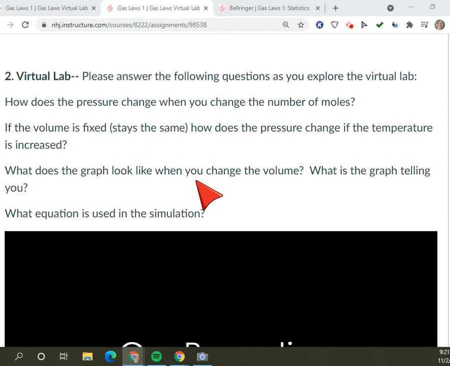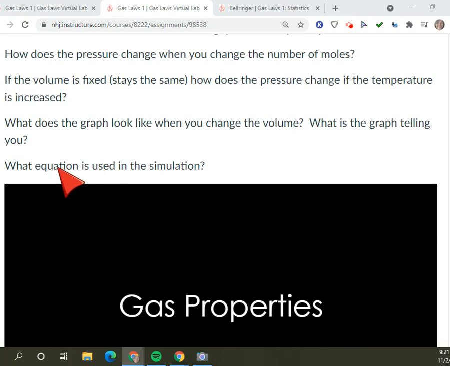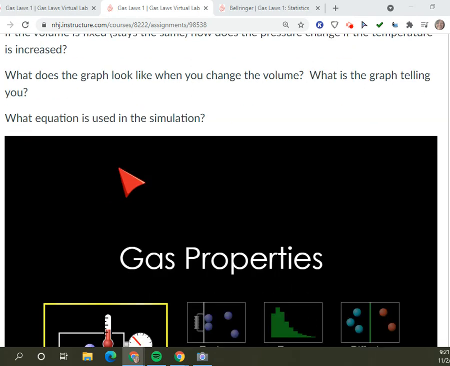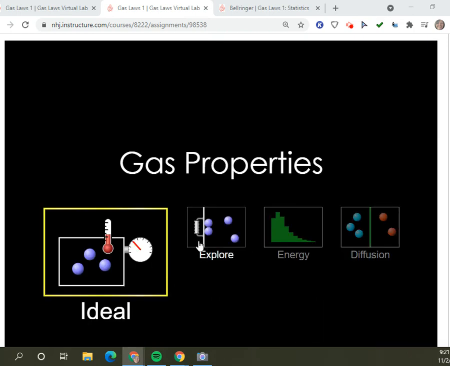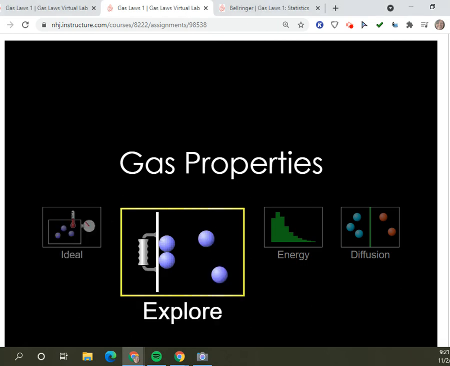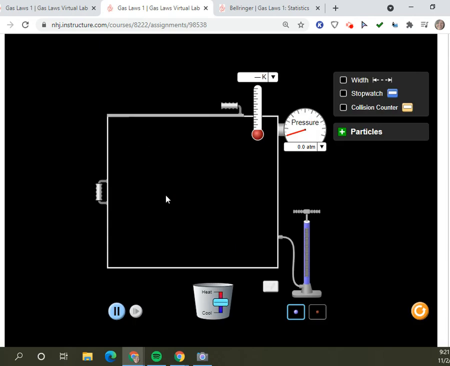And what does the graph look like when you change the volume? What is the graph telling you? We're actually going to create those graphs, so we want to make sure we have our notebook ready and available. Then we'll talk about the equation briefly, but we won't get into the equations too much until the next time that we are together. So in the simulation, we are going to be looking at the Explore tab so that we can explore those questions.